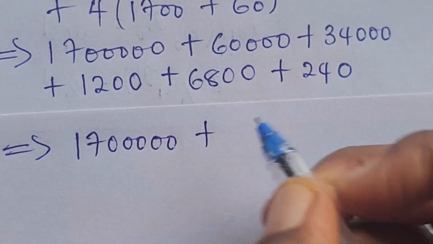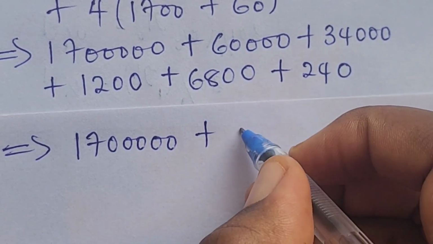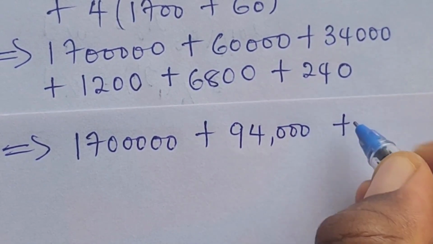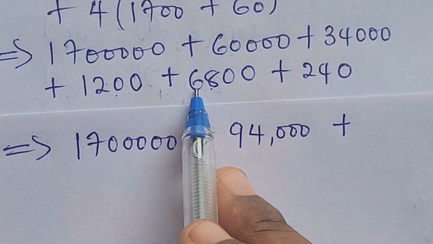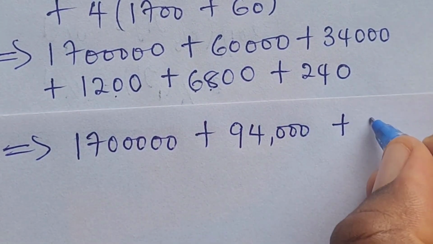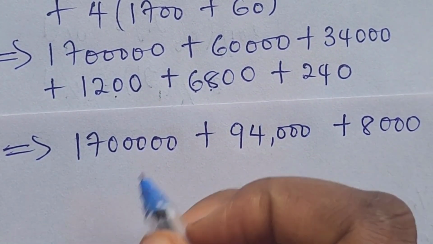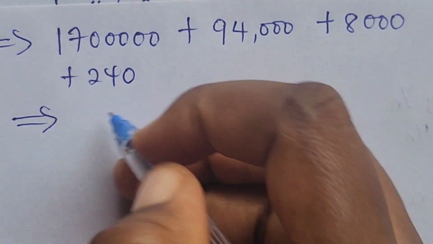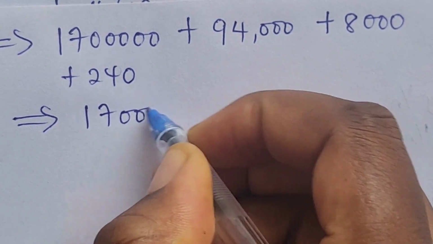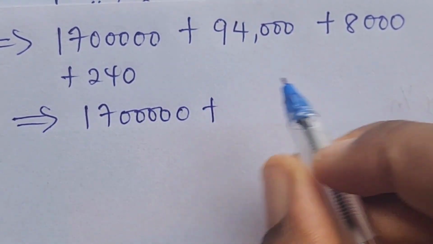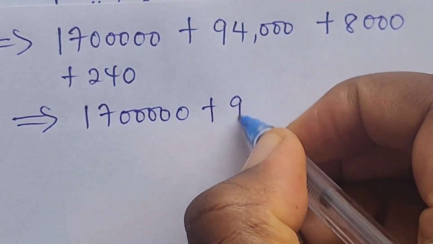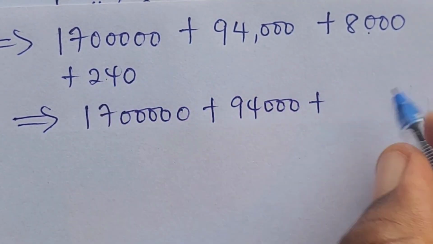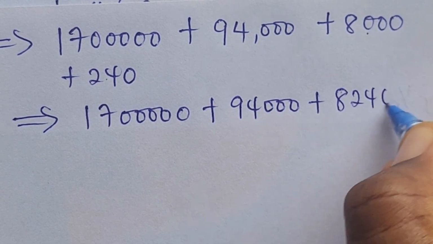1,700,000 plus this, we have 94,000 plus we have this plus this, 6, 7, 8,000, and we have plus 240. We have this plus we have 94,000 plus 8,000 plus 240. We have 8,240.